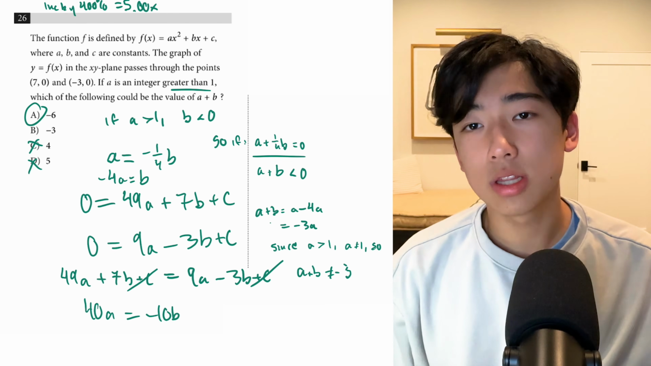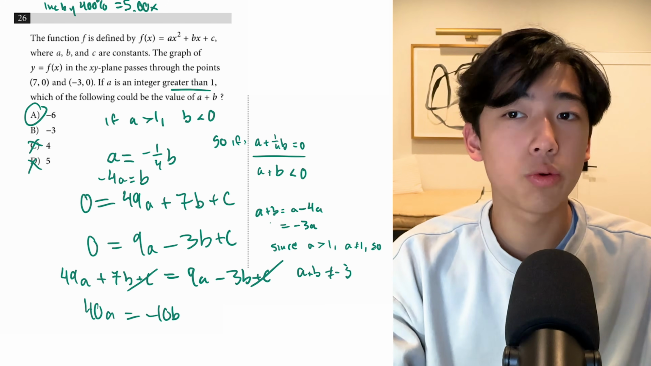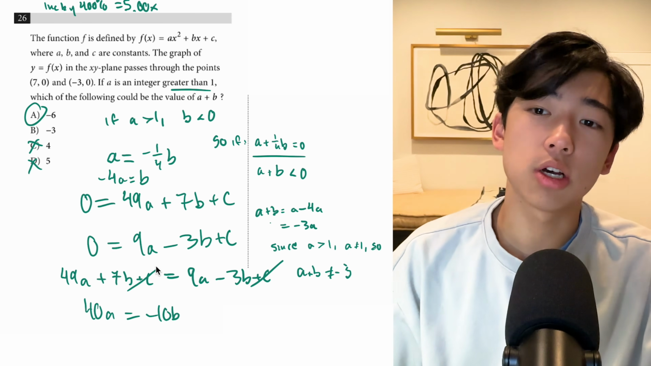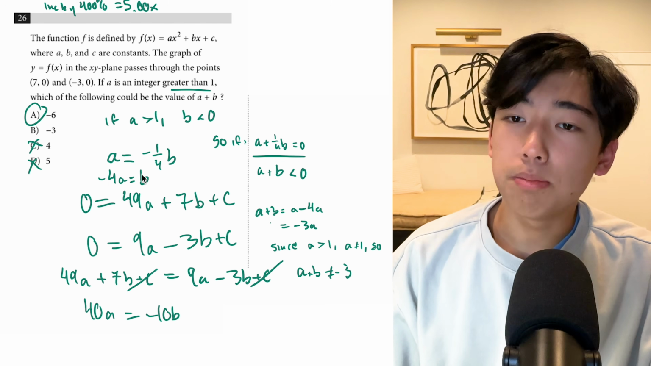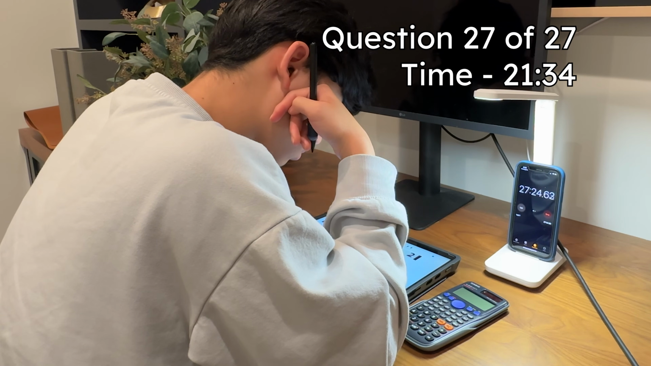So remember, the big takeaway is whenever you have multiple variables, even in systems of equations or problems with multiple variables, we want to cut down the variables as much as possible. So we can see here we cut down on c, and then here we cut down on b. Then we find out a, and then we can solve for that. Now let's go on to 27.